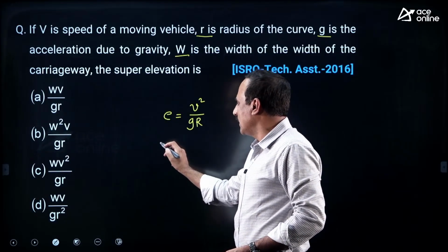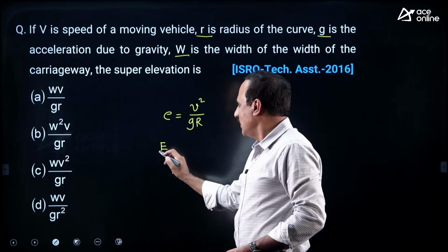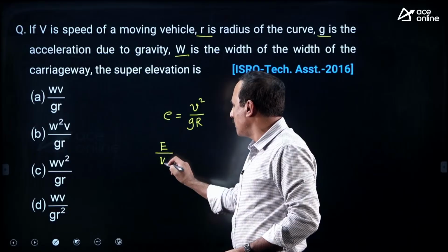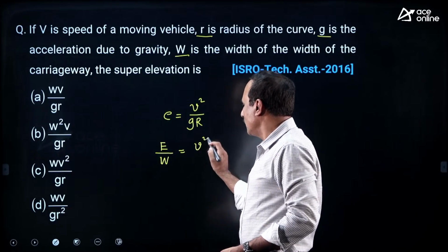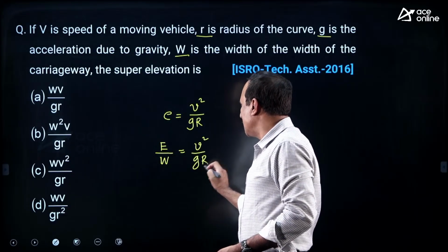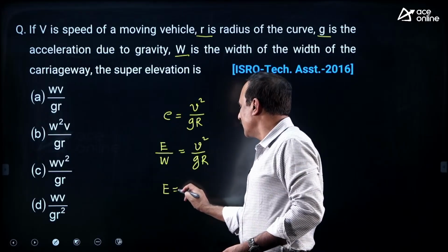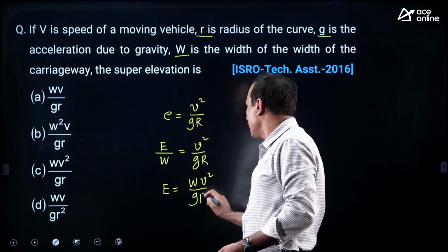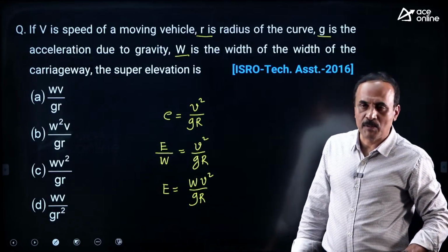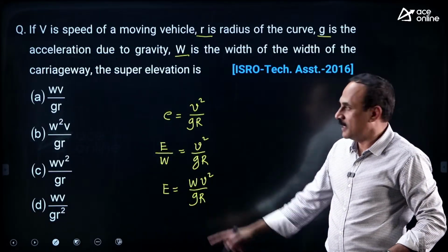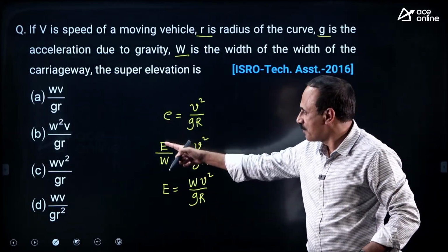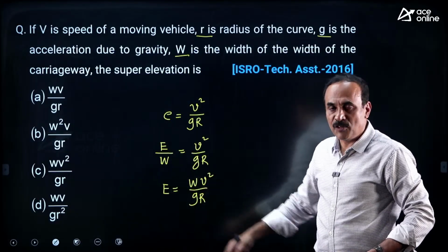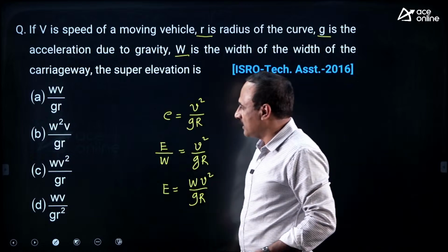Actually, super elevation, the rise of outer edge, capital E, by width of the pavement is equal to V square by GR. The rise of outer edge is given by W V square by GR. This is super elevation as a ratio, which is equal to rise of outer edge by width of the pavement. The rise of outer edge is given by W V square by GR.